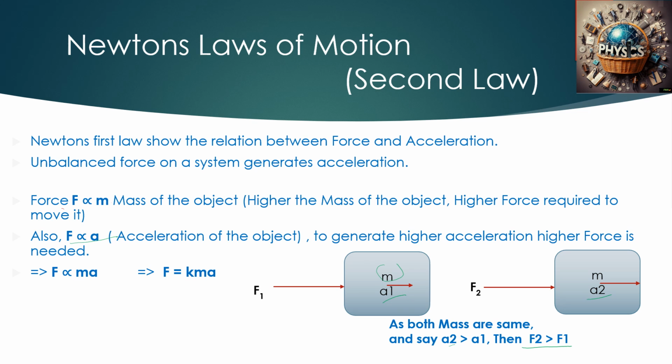From this we can derive that force is directly proportional to the product of mass and acceleration. And if we equate it in terms of an equation, we can add a constant, saying that F is equal to kma.